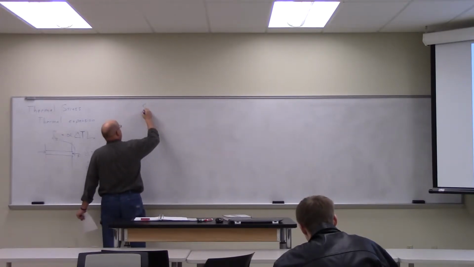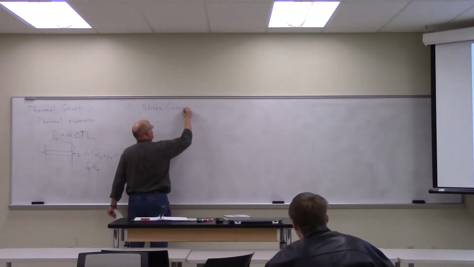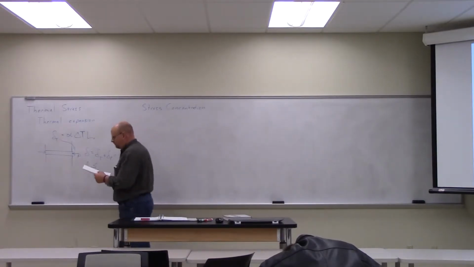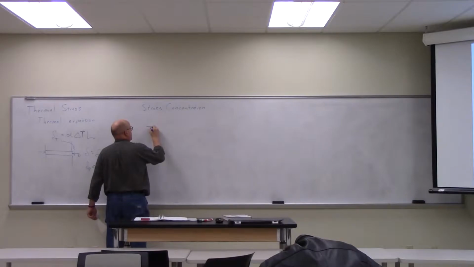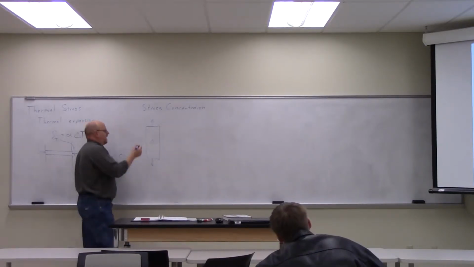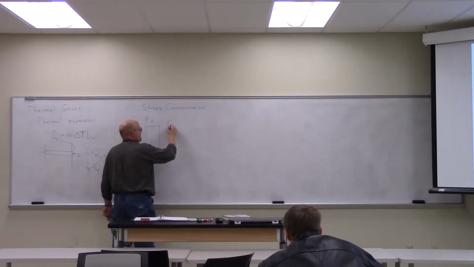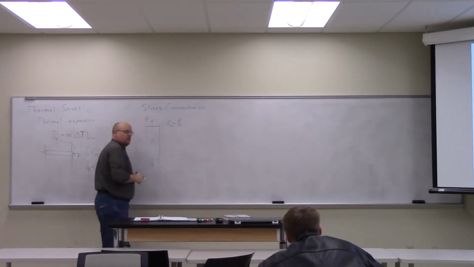The second variation is a stress concentration. If I have a sample that looks like this, and I pull on it with a force P, and I know the initial cross-sectional area, I know that the average stress through that thing is just P over A naught.